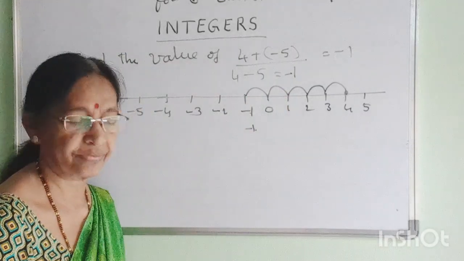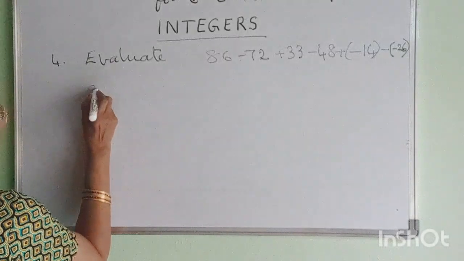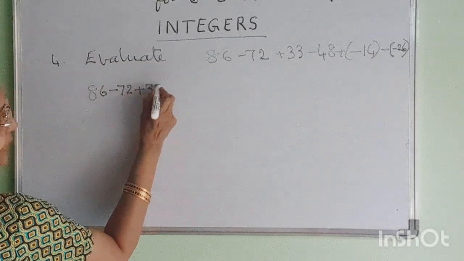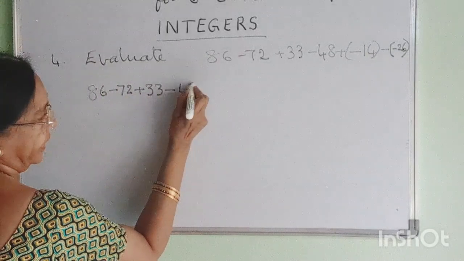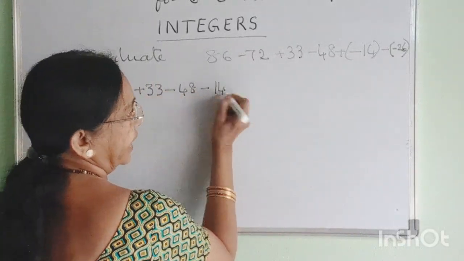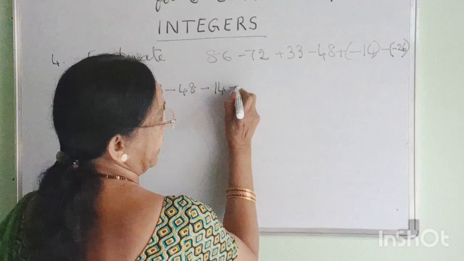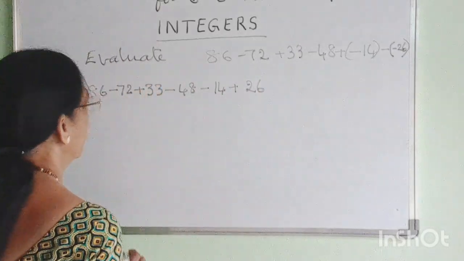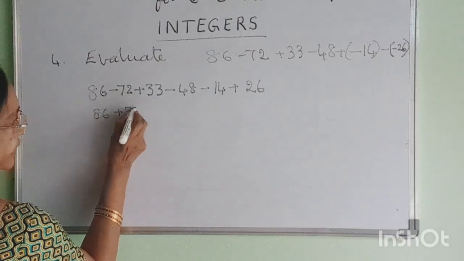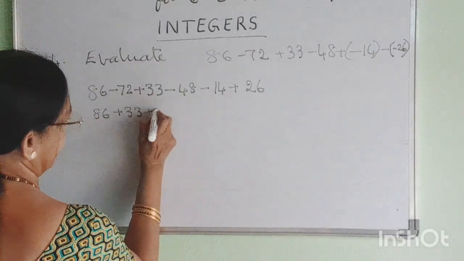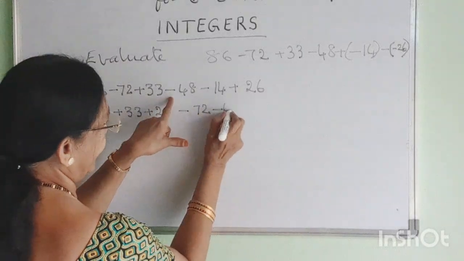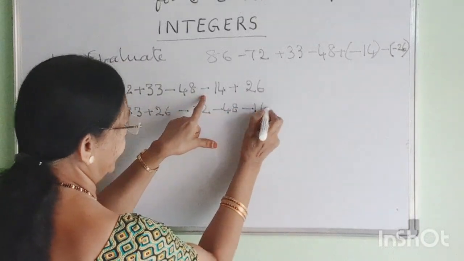Next, we can write this as 86 minus 72 plus 33 plus minus 48 minus 14 plus 26. Plus of minus is minus, and minus of minus is plus. Now we will write all the positive numbers first: 86 plus 33 plus 26, minus 72 minus 48 minus 14.